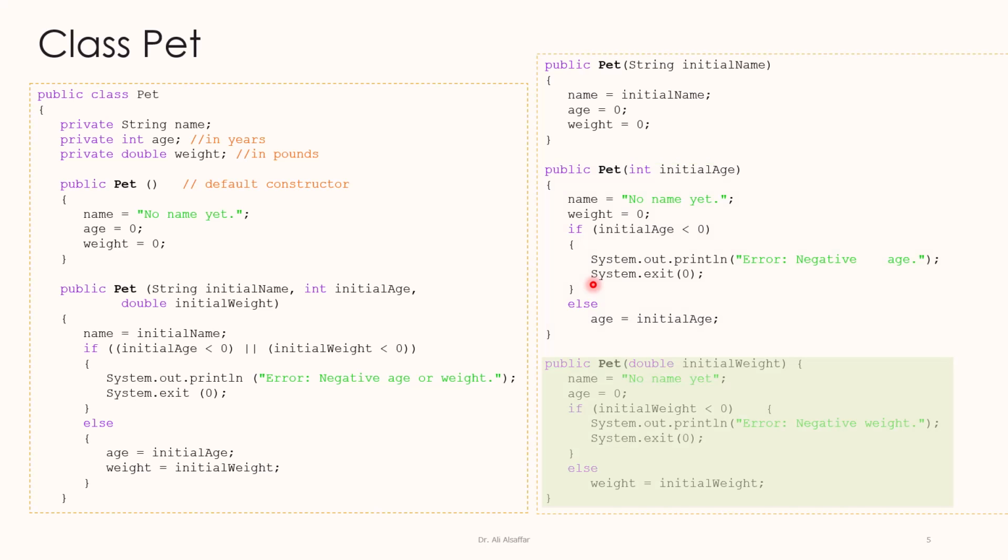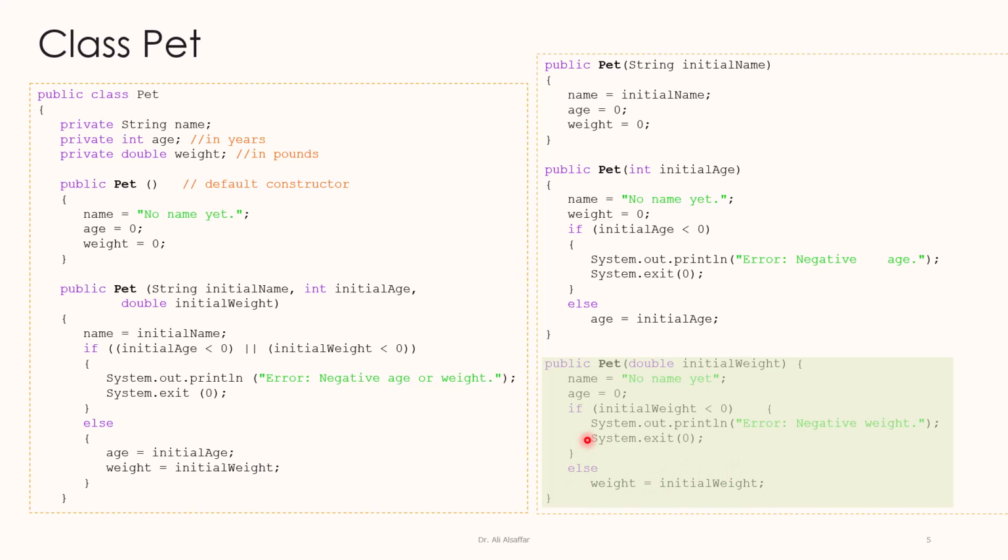The last constructor creates an object if we know the weight of the pet. As you see, it is double. So the default name given is "no name yet" as a constant, and the default age will be given 0. Like what we have done in the previous constructor, this constructor will check the initial weight given as input parameter. If it is negative, again it will print an error: negative weight is not accepted, and we will exit the program. Otherwise, it will copy the initial weight given as input parameter and save it into weight.